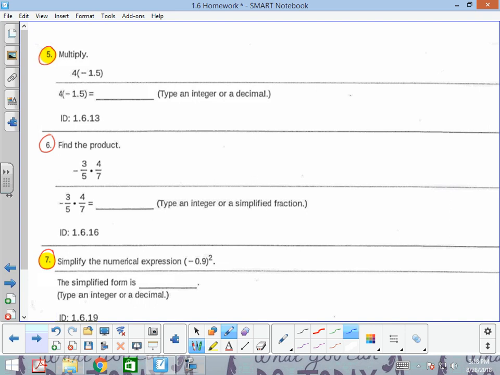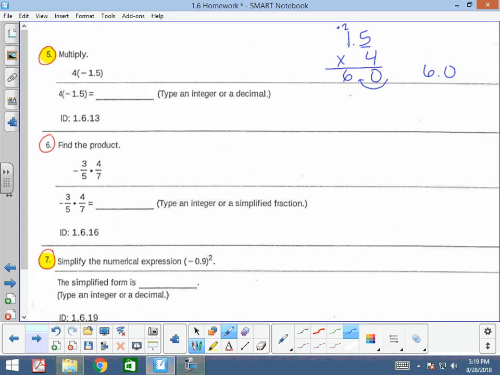Whenever we multiply a decimal and a whole number, line the numbers up starting from right to left. So the 4 will line up under the 5. So 4 times 5 is 20. Carry my 2. 4 times 1 plus 2 is 6. And then we're going to find out how many decimal places we have in our problem. We have 1. So I'm going to take my decimal that's here for now and move it to the left. So this is 6.0 or 6. And since we multiply different signs, it will be negative 6.0 or negative 6.